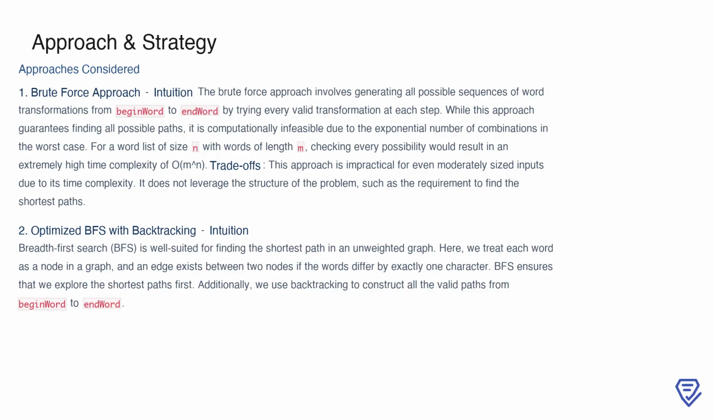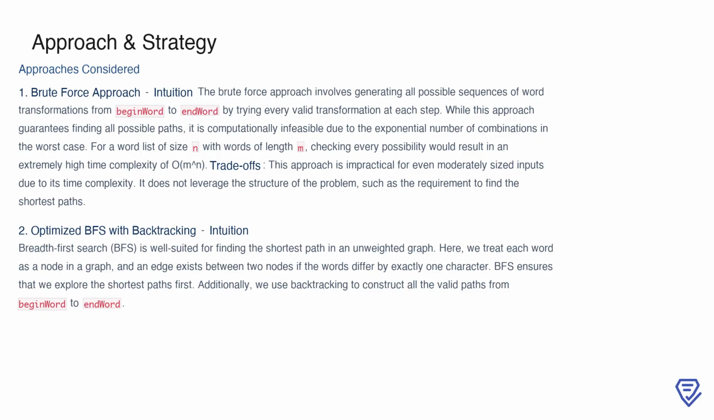For a word list of size n and word length m, the number of combinations grows exponentially, leading to a time complexity of O(m^n). This makes it impractical for even moderately sized inputs, as it doesn't take advantage of the problem structure, such as the focus on shortest paths.